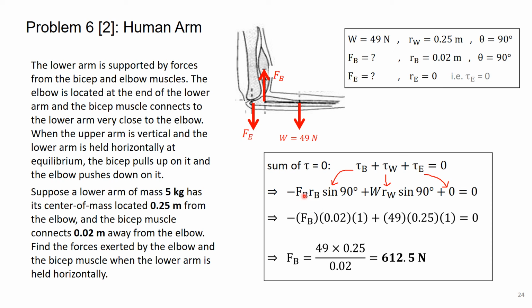Then plug in the numbers. You're solving for FB, so plug in the values for RB and W and RW in the next line. Rearrange and solve for FB. You get FB equals 612.5 newtons. So you can see that the weight is 49 newtons for the lower arm, but the bicep has to exert a lot bigger force to keep the arm horizontal. That is because the bicep is located much closer to the elbow than the center of mass. So to make up for the smaller distance, the bicep force has to be much bigger in magnitude, to compensate for the torque.